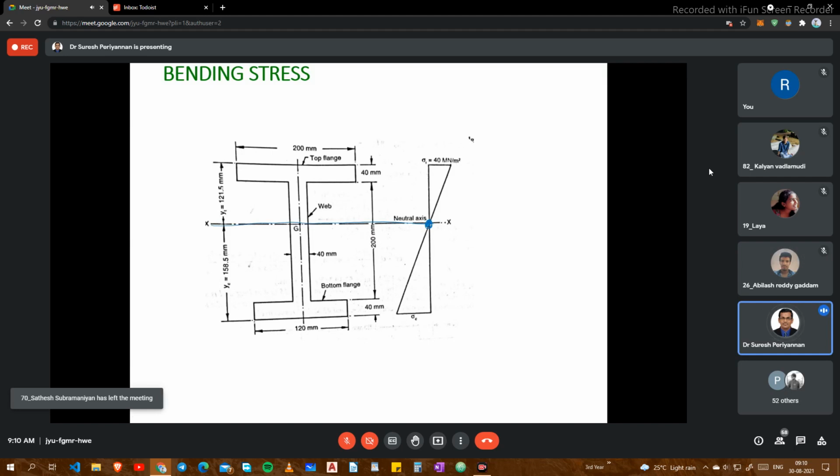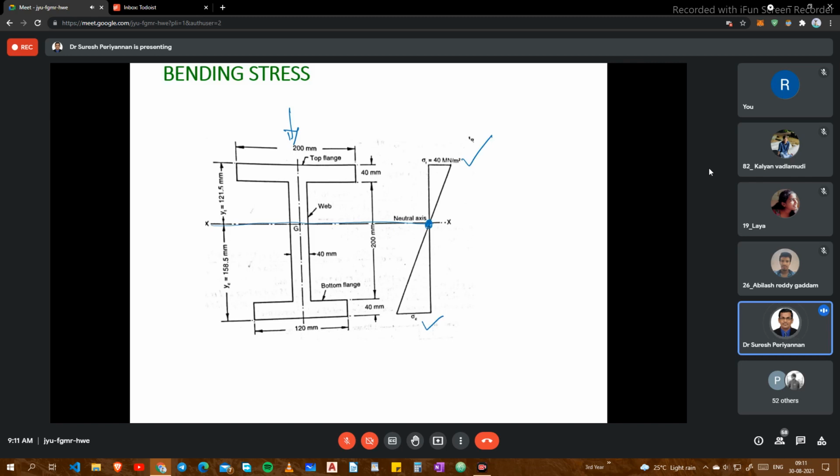But when the load is acting on the beam, the top portion may be compressive and the bottom portion may be tensile. With respect to the neutral axis, is the bottom portion at higher stress or the top portion? We can define this with respect to the position of the neutral axis.